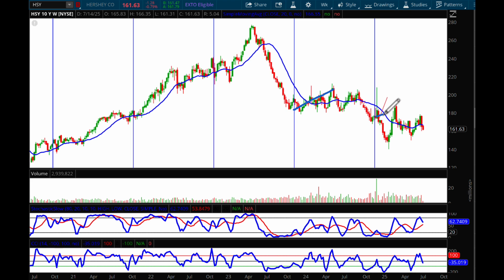Here's one where if you would have bought it, you most likely would get it stopped out right away, and that would have been a loser. But you could see the majority of the time in these cycles, you would have made money. That's 80% of the time.